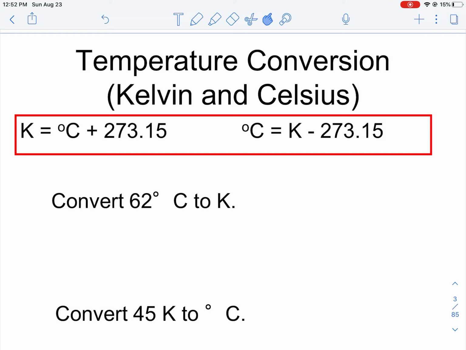So as I said above, Kelvin is the SI unit for scientific temperature measurements. And you'll find that Kelvin is used in many branches of science. And we're often going to have to convert to Kelvin or vice versa. Those are the formulas. I have them boxed, so please make sure you write them down.